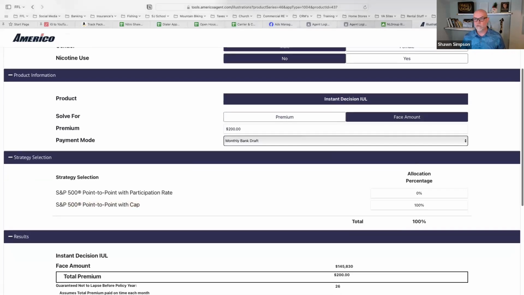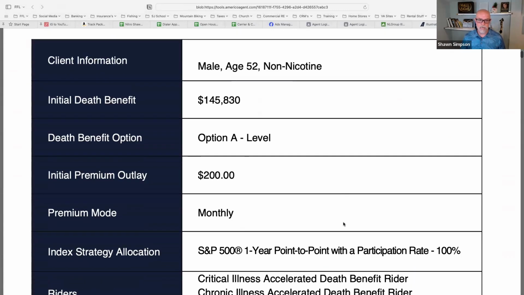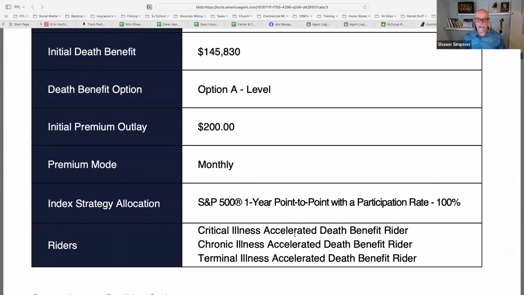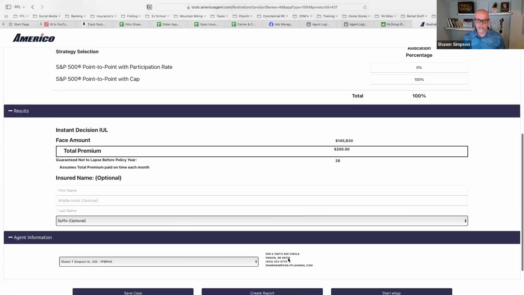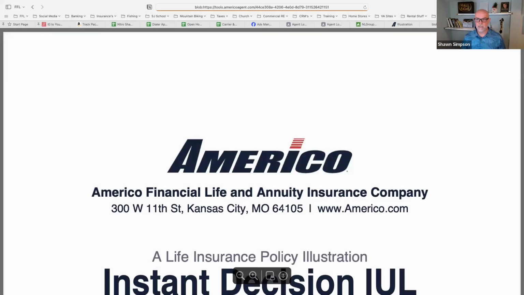Okay. So over here is the illustration. Now this is the very top of it. So I'm going to go through this a little bit so you guys understand the riders, and this one has it at the participation rate. Let me redraw this real quick here. I forgot to change that. Okay. And then we'll close this one up.